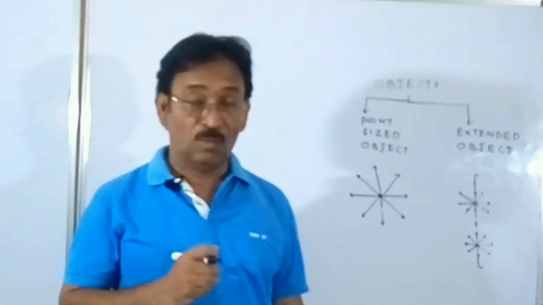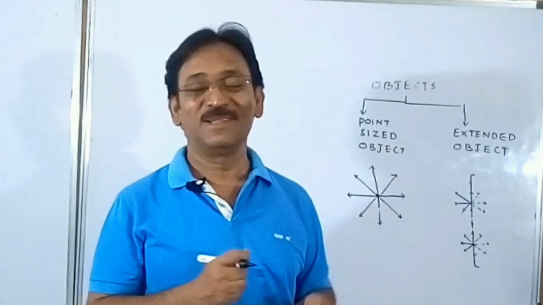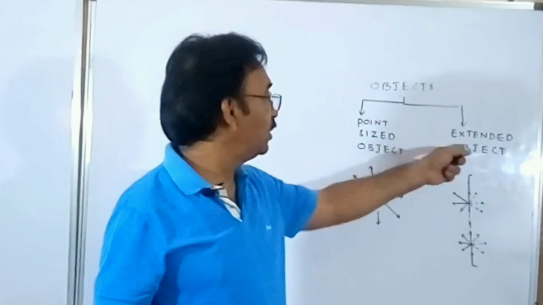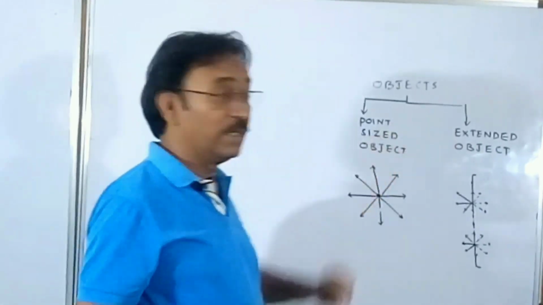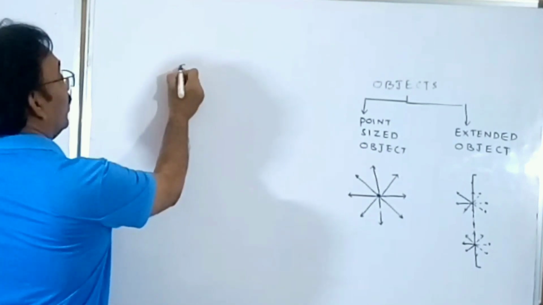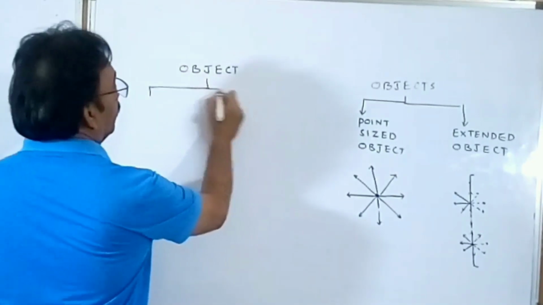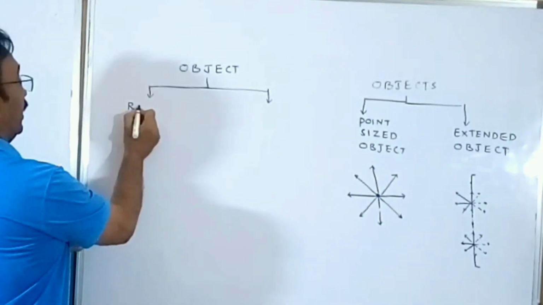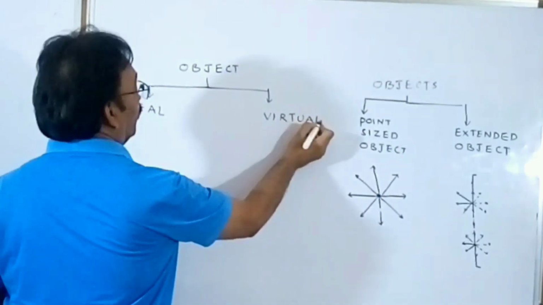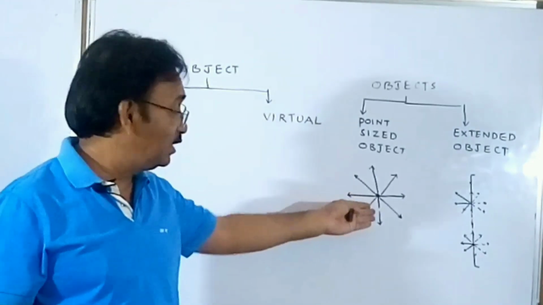To understand what an image is, previously I said that to form an image of an object, we must know what the objects are as well as the images. I think you understood what the objects are: the point-sized and the extended object. After this, we are going to learn about the classification. Objects can be further classified into two more categories: the first is the real object and the second is the virtual object. Indirectly I showed you what the real object is here.